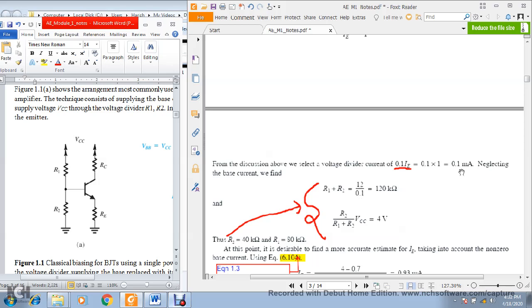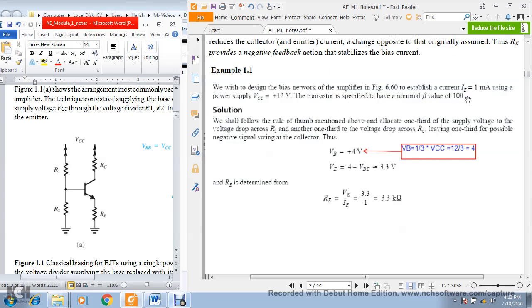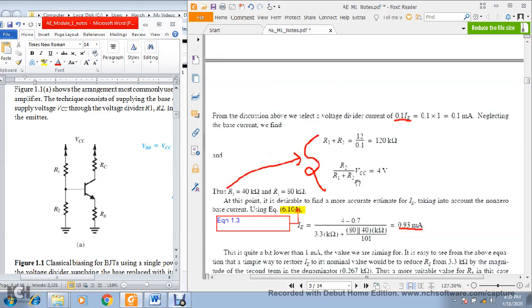It is 0.1 IE, it is not simply IE, it is 0.1 IE. That is why it is 0.1 milliamperes. Don't confuse this with this IE. So with VCC 12 volts, you get 120 kilo ohms resistance, R1 plus R2.